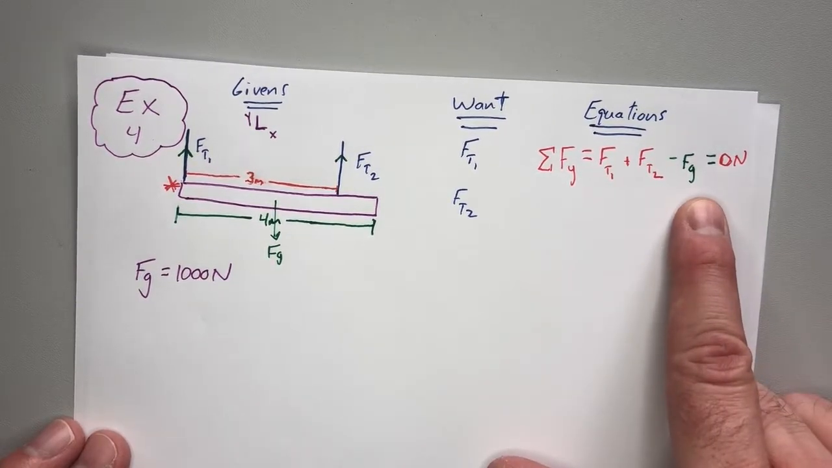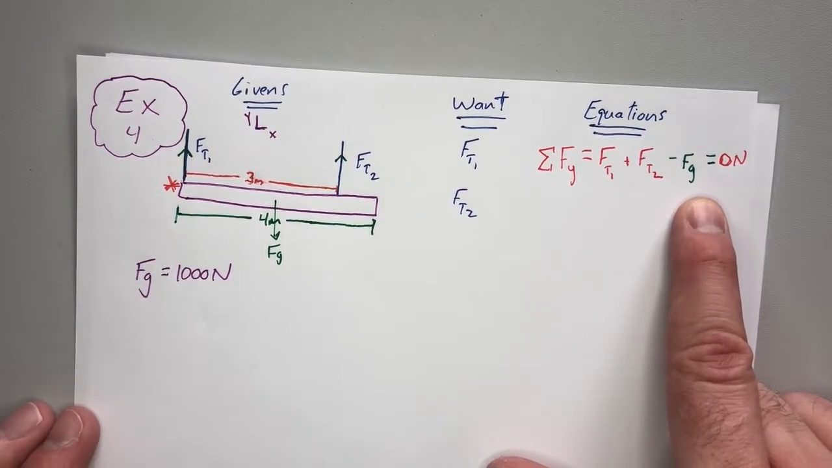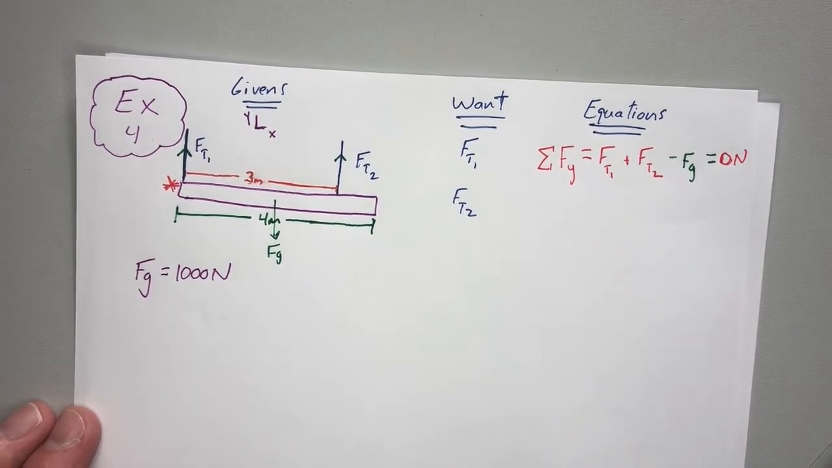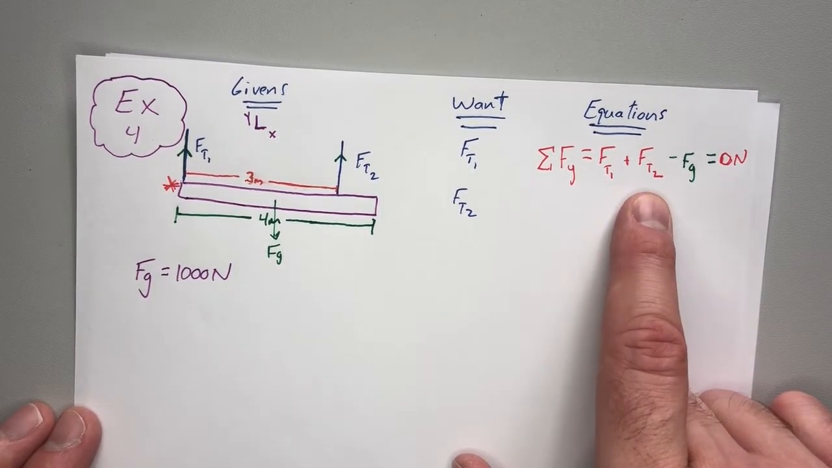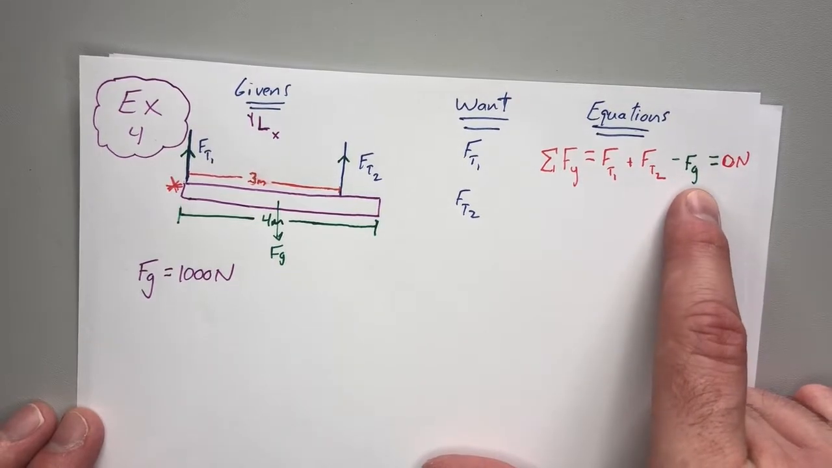They told us force gravity is 1,000. That's about how much I weigh, so it's a pretty dense board. We don't know FT1, we don't know FT2. So we have 2 unknowns with 1 equation. Okay, so we're like, okay.